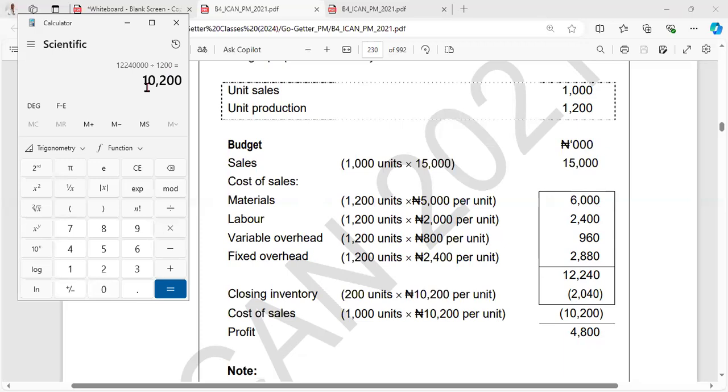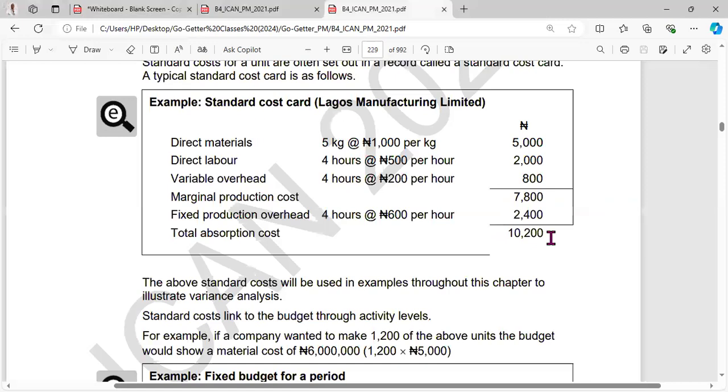is like 10,200 per unit. That is what it means. So it means that your closing inventory will be based on your standard cost. So if it costs you standard cost, another way of doing all of this is that you would have just added this 5,000 plus 2,000 plus 800 plus 24. Of course, we have this 10,200. That's the 10,200 we got here.